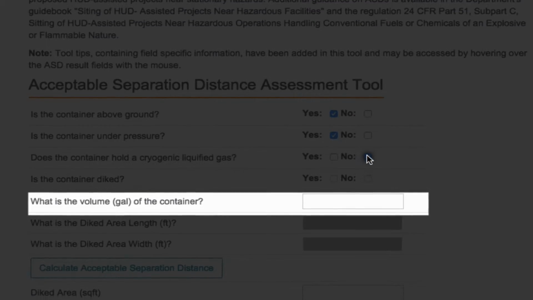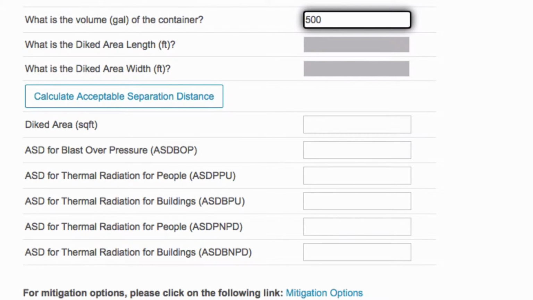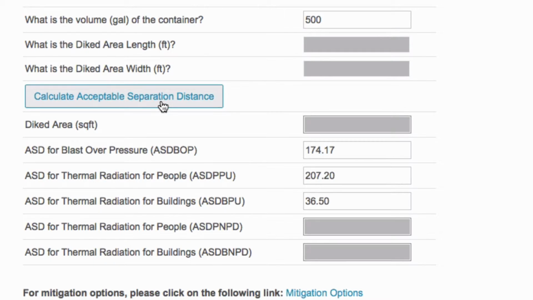Scroll down and enter the volume of the container. In this example, we know that the tank is 500 gallons. Now that all possible questions have been answered, click on the Calculate Acceptable Separation Distance button.